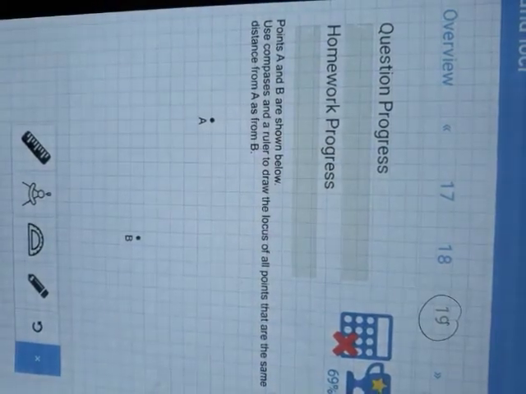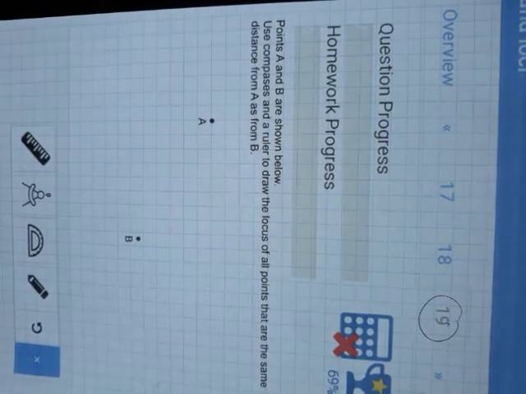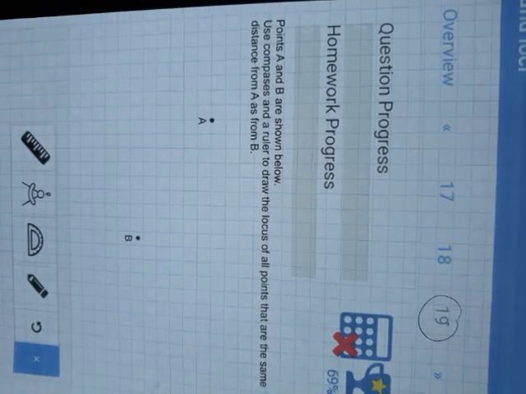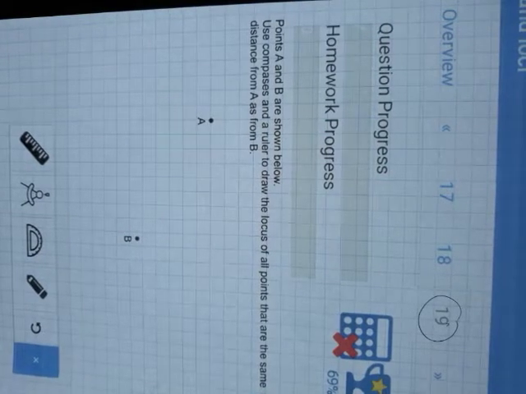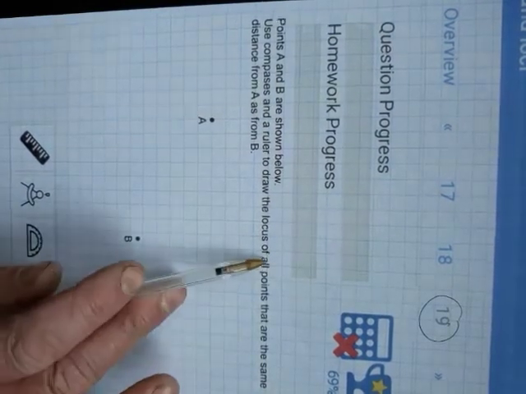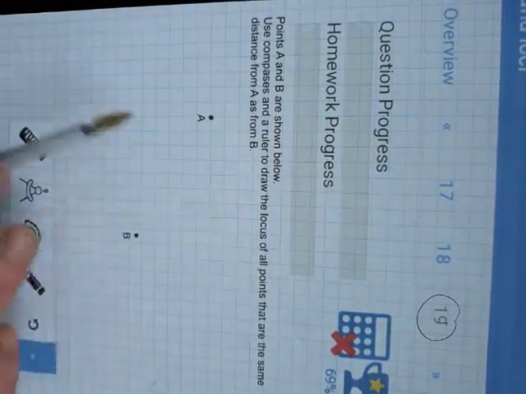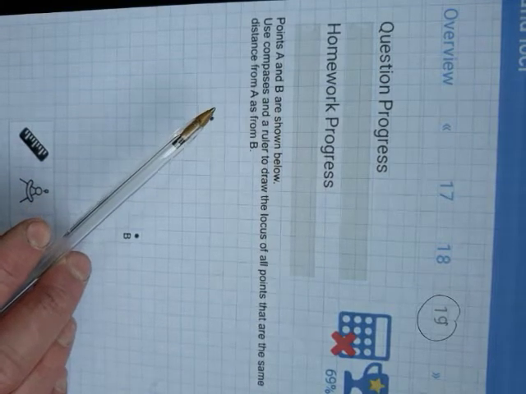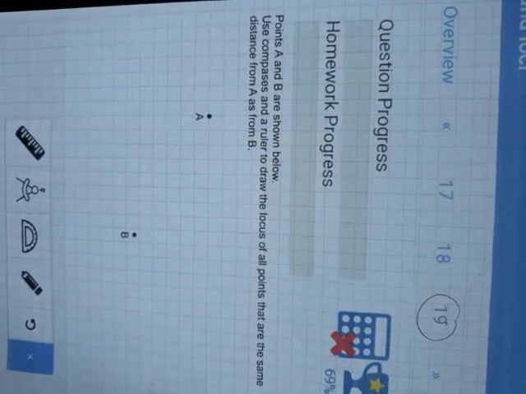It's question 19 that we're looking at here. This is to do with loci, and loci is the plural; a locus is a set of points which follow a particular rule or law. In this case, we want all the points which are the same distance away from A and B. So we want the locus, the path of all the points which are the same distance from A as from B.